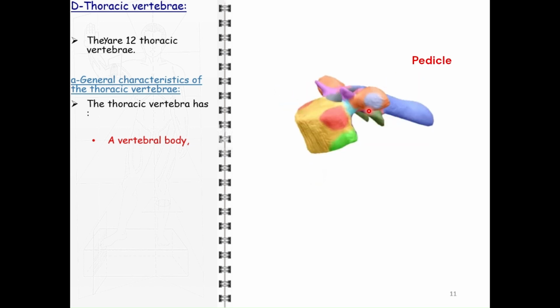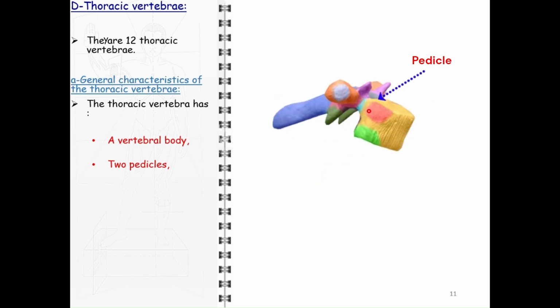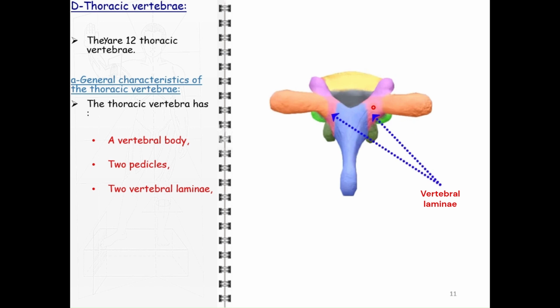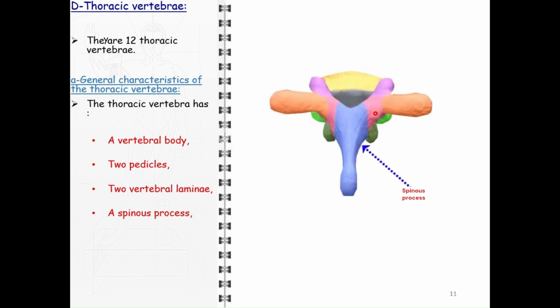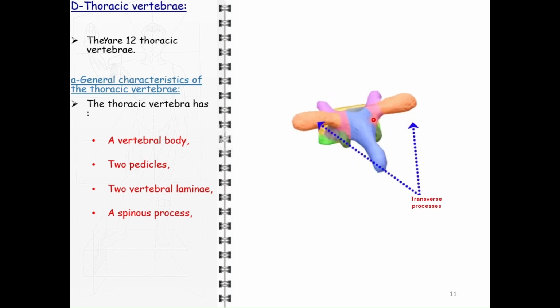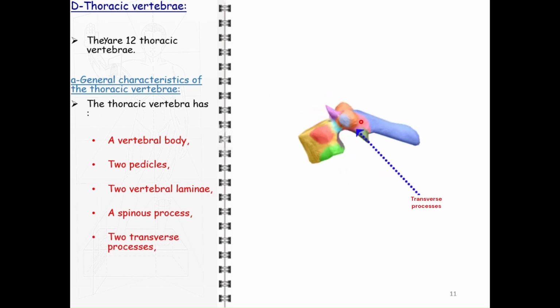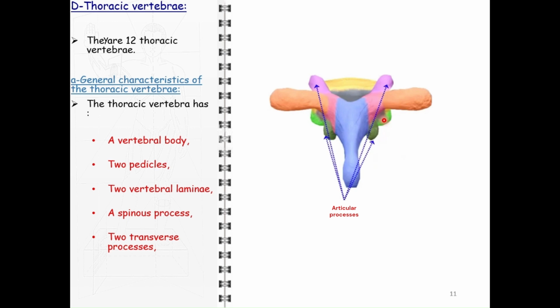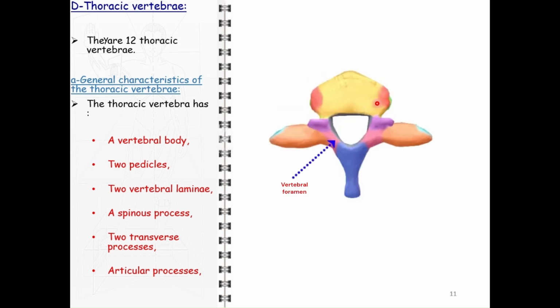Two pedicles, located on the posterior side of the vertebral body. Two vertebral laminae, extending from the pedicles. A spinous process, formed by the union of the two laminae. Two transverse processes, arising at the union of the pedicle and the superior articular process. Each has a costal facet. Articular processes, superior and inferior, protruding above and below the base of the transverse processes. And a vertebral foramen, round and narrow.